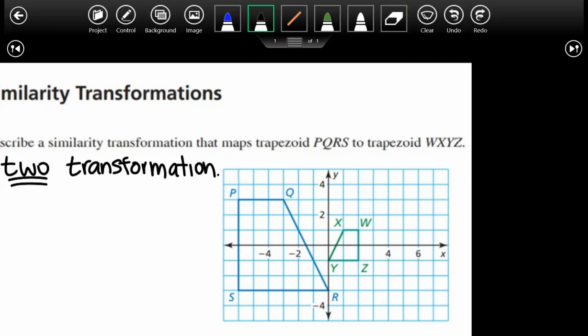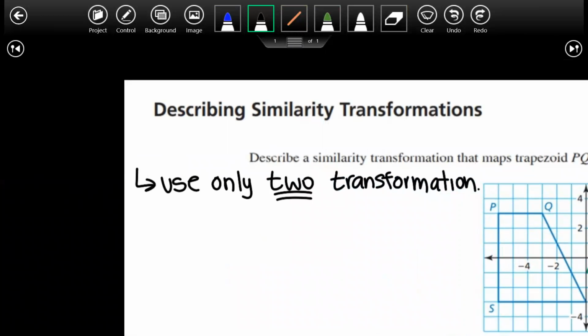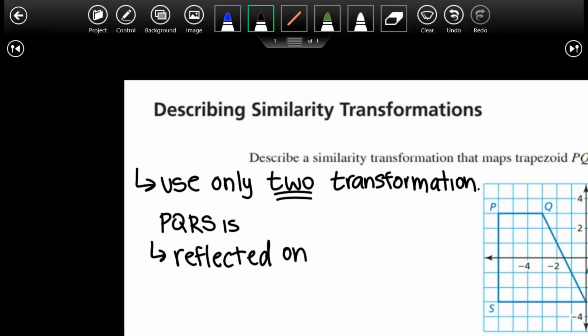There are multiple ways you can figure these out, but I'm looking just for the verbal explanation as to how we got them and the important information. If we're going from blue, which is PQRS, to trapezoid WXYZ, what's the first transformation I said we were going to do? A reflection. So we're just going to describe it. PQRS is reflected on what axis? On our y-axis. This is our first transformation.